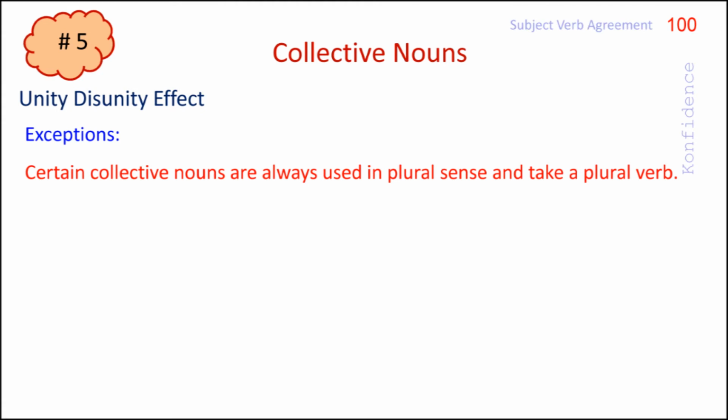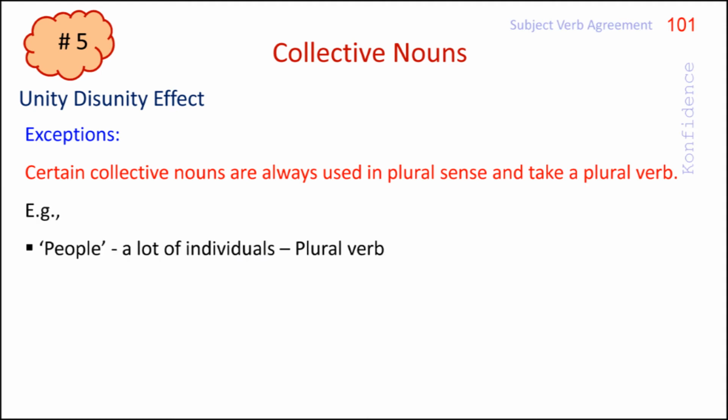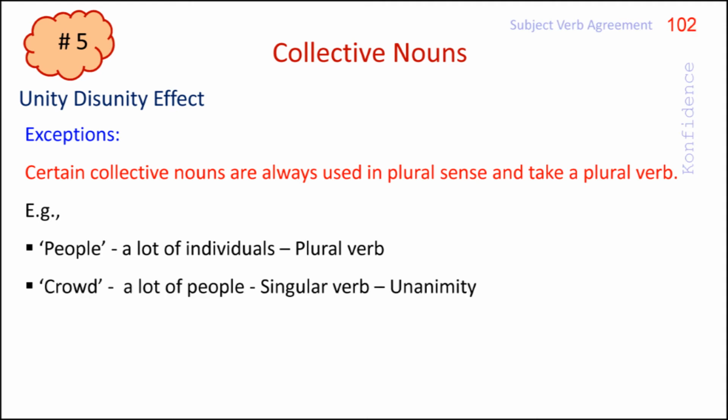Certain collective nouns, though singular in form, are always used in plural sense and take a plural verb. Let us look at some examples. When we say people, we mean a lot of individuals. So there is logic in using a plural verb. And when we say crowd, we mean a lot of people. Yet it is considered as singular because there is a singularity or unanimity in the behavior or action of a crowd. So we say people behave, but crowd behaves.